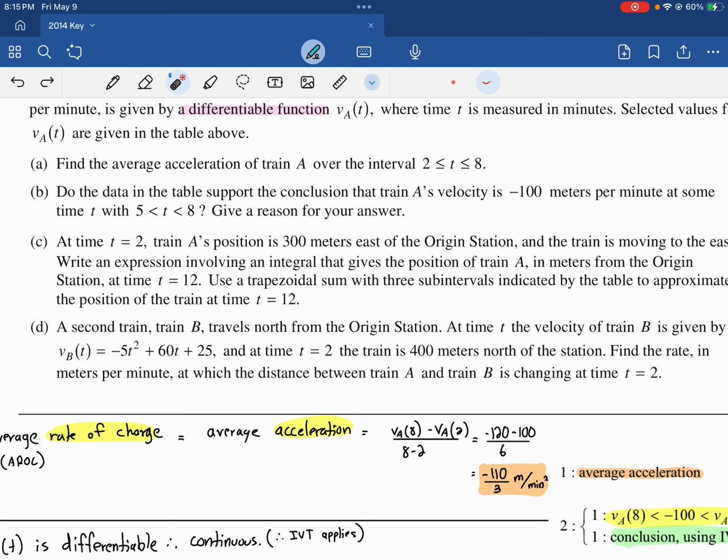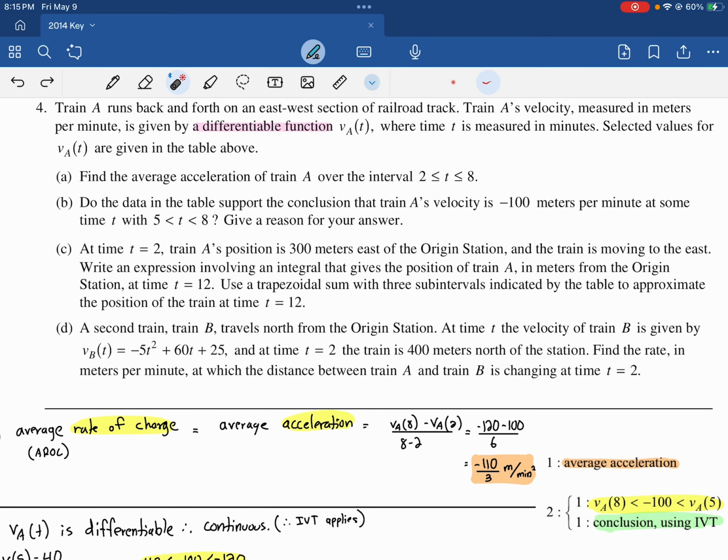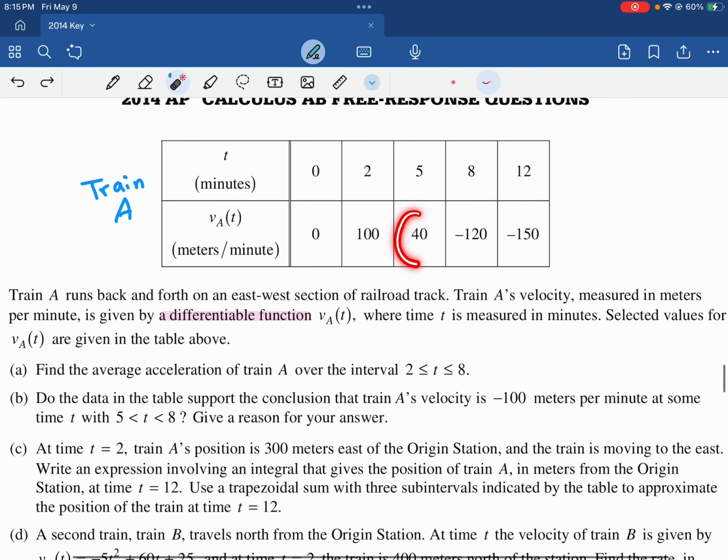B. Do the data in the table support the conclusion that train A's velocity is -100 meters per minute at some time t, with t being between 5 and 8? Give a reasoning for your answer. So I'm just looking between 5 and 8 and wondering if the velocity is ever going to be -100 here. Thinking about this, we go a velocity of 40 and it gets to -120. You want to ask the question, is -100 within this range? I would say, of course.